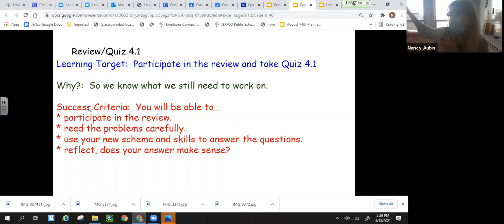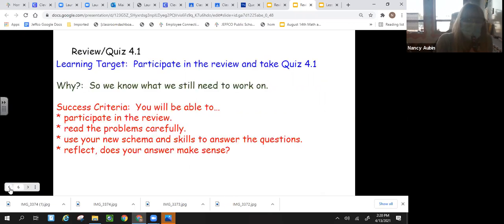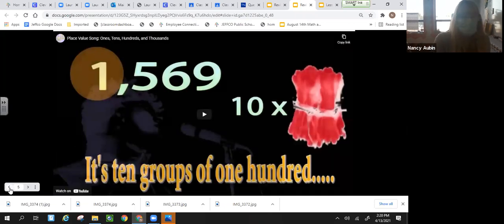You need to participate, guys. If you participate, you're going to feel so much more confident in your quiz. Make sure you read the problems carefully, use your new schema and skills to answer the questions, and reflect, does your answer make sense? So how did that happen? Let's go all the way back.